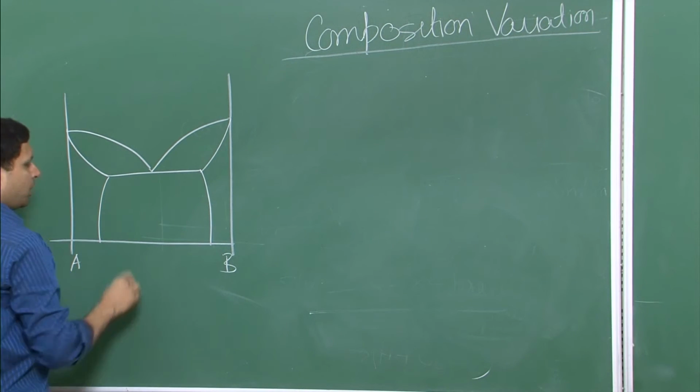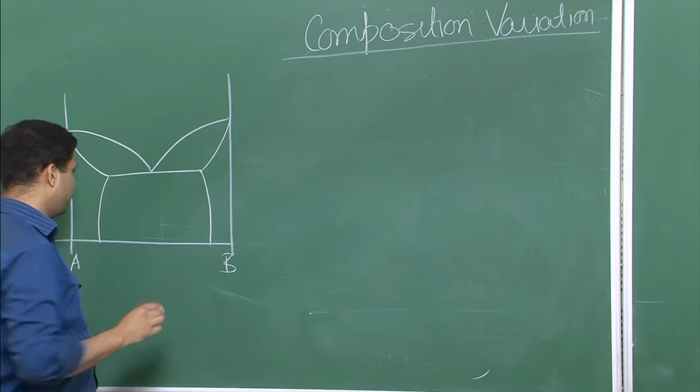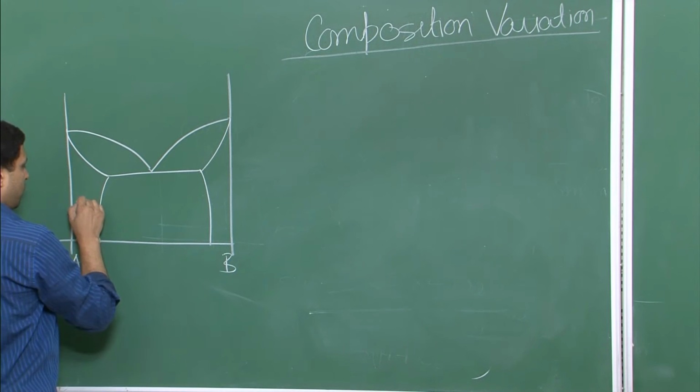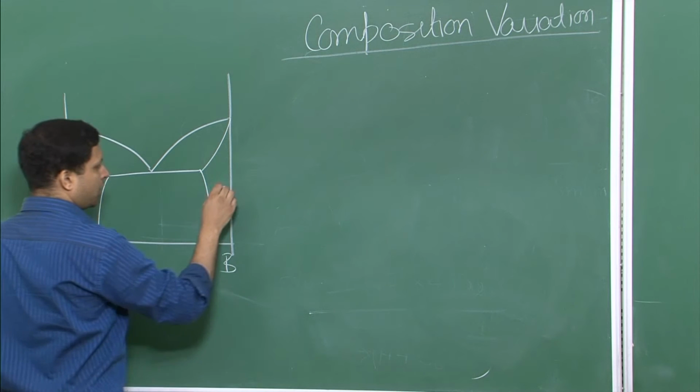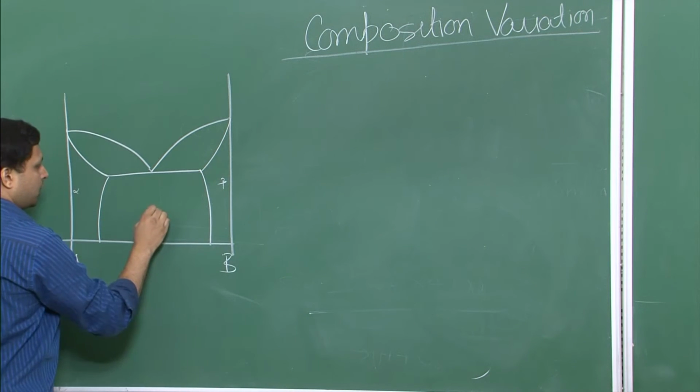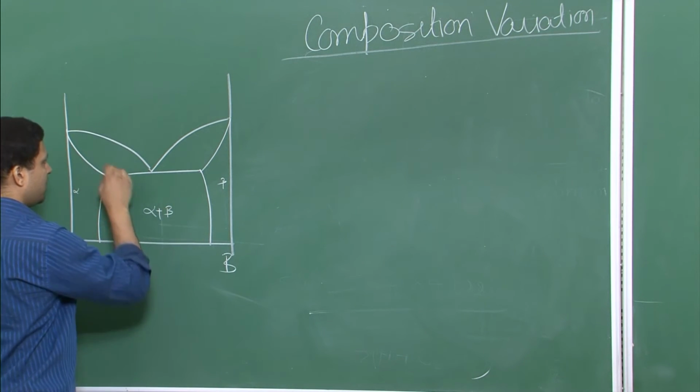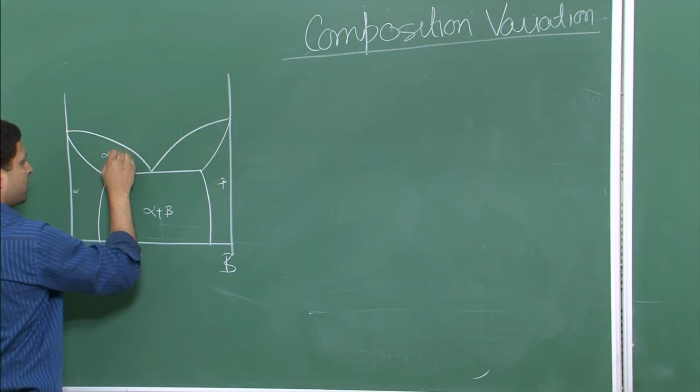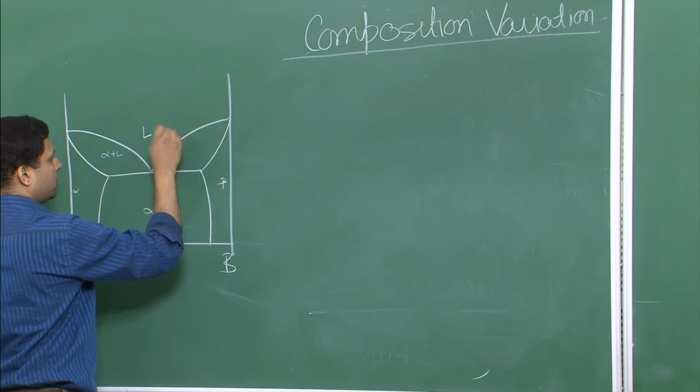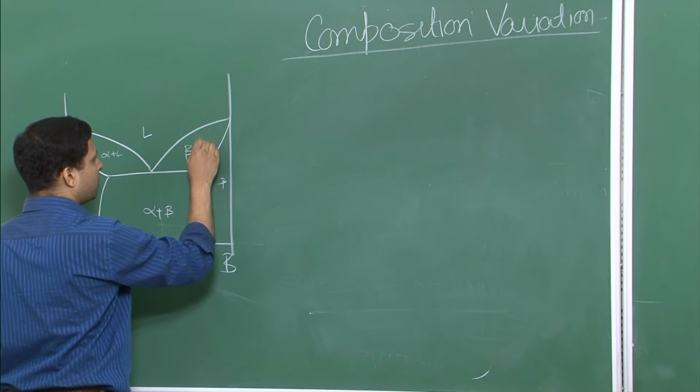Now over here, even in a multi-component system, you can get a single phase. For example, if we call it alpha, this is a single phase, this is a single phase. Here you have two phases, alpha plus beta. Over here also you have two phases, alpha plus liquid. This is all liquid, this is beta plus liquid.